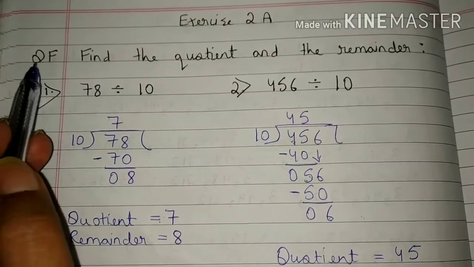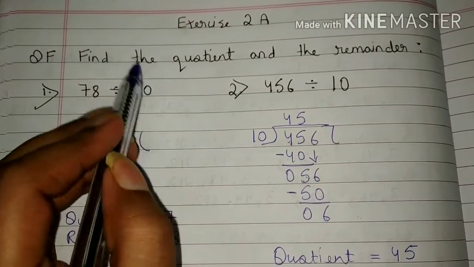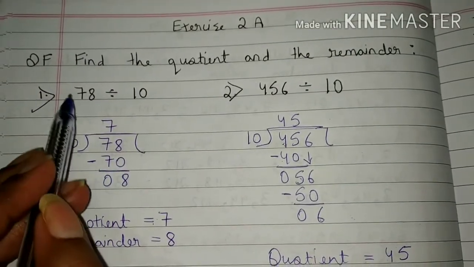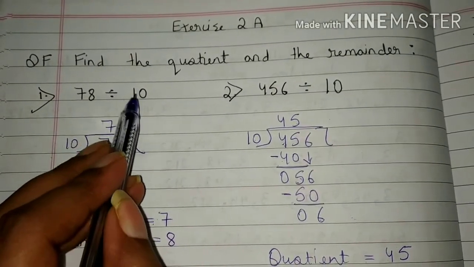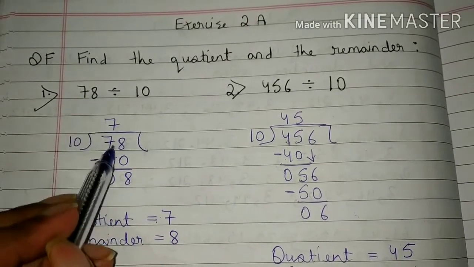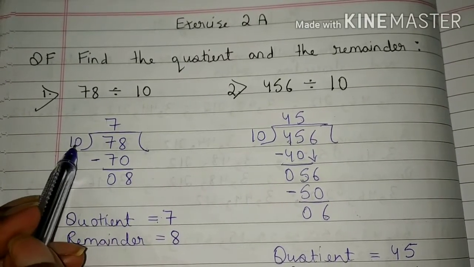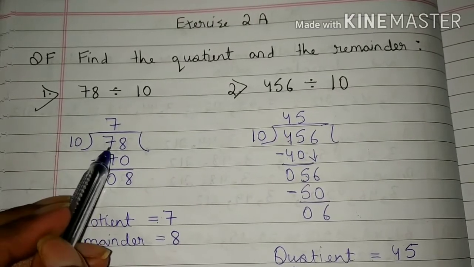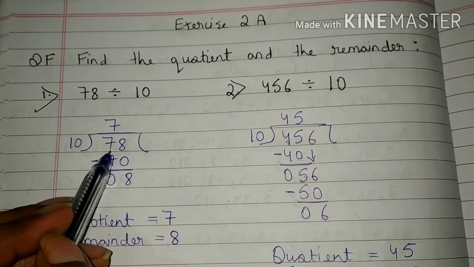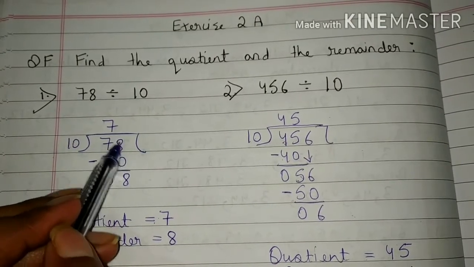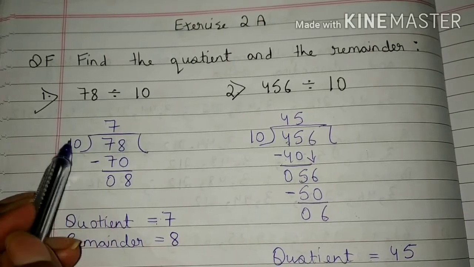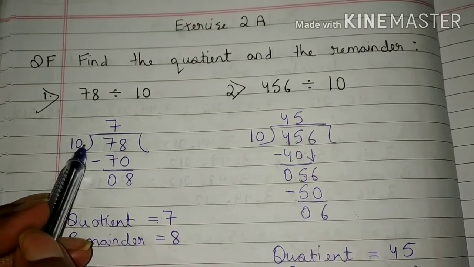Students, here is question F. Find the quotient and the remainder. First question, 78 divided by 10. Students, we will write 78 here and 10 here. Students, 7 is less than 10. So, we will consider next digit, that is 8. Now, number becomes 78. Students, now we will read the table of 10.